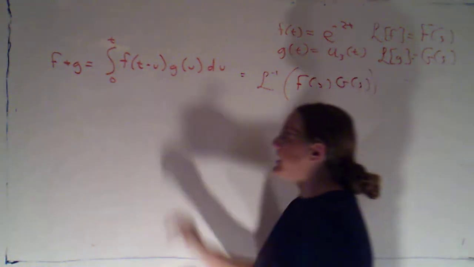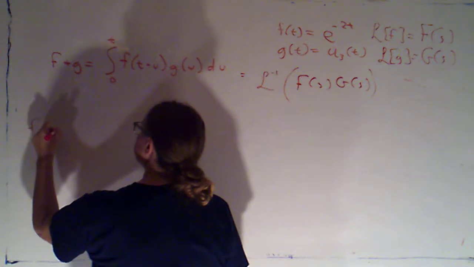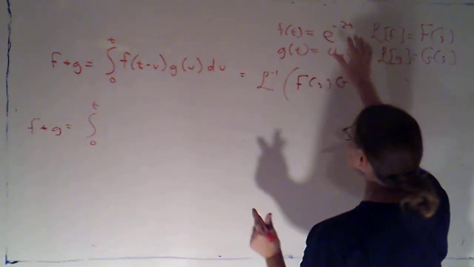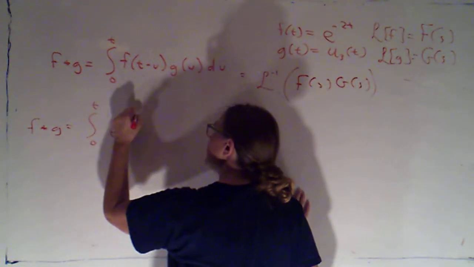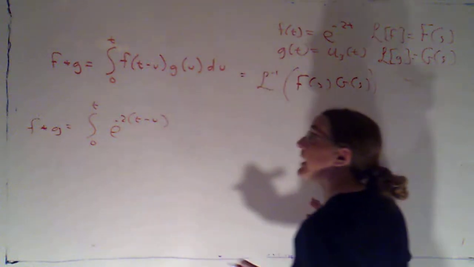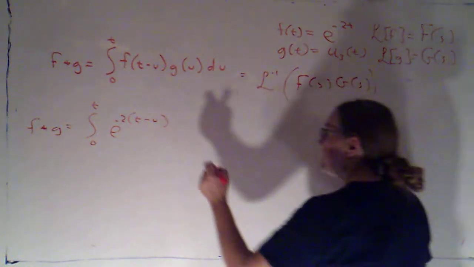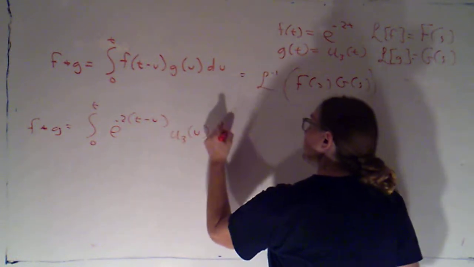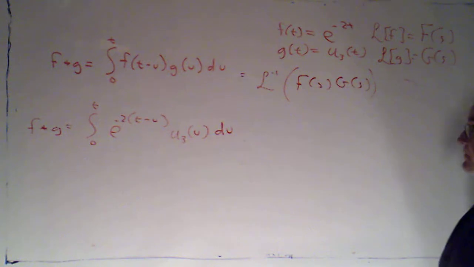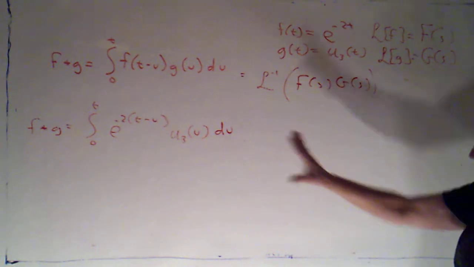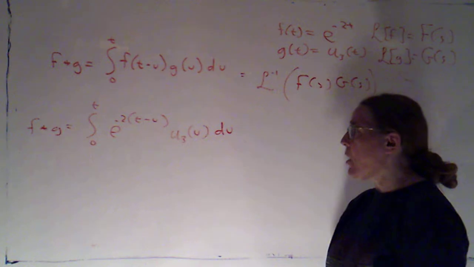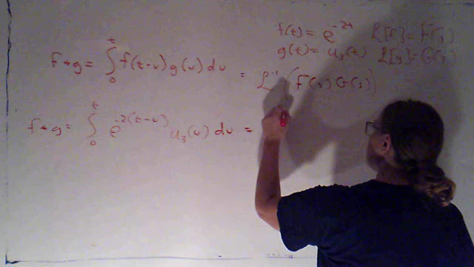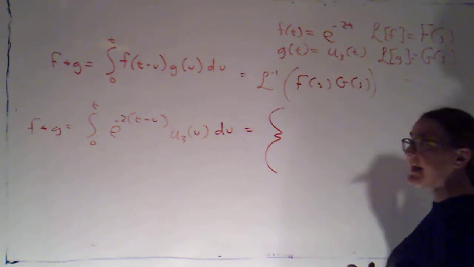Okay. So if I want to calculate f star g, that's going to be the integral from 0 to t of f, which was my exponential function, so that's e to the negative 2 times t minus u. G was the Heaviside function, so that's mu sub 3, just writing u as my variable for that, and we're integrating that du. Now, in order to evaluate that, I'm really going to need to know whether t is bigger than 3 or not.